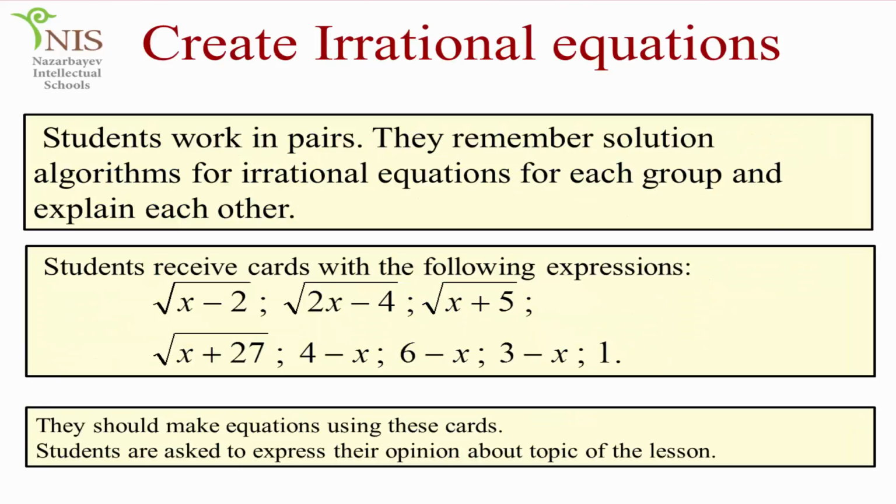Now let's create an irrational equation. Here students will work in pairs. They will remember the solution algorithms for irrational equations for each group and explain to each other. Students receive cards with the following expressions: square root of x minus 2, square root of 2x minus 4, square root of x plus 5, square root of x plus 27, 4 minus x, 6 minus x, 3 minus x, and 1. So they should make equations using these cards, and students are asked to express their opinion about the topic of the lesson.